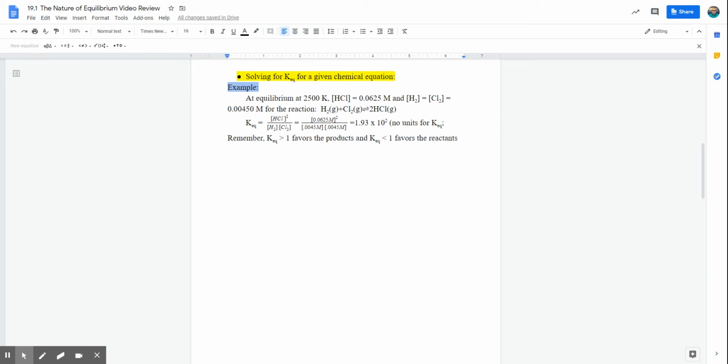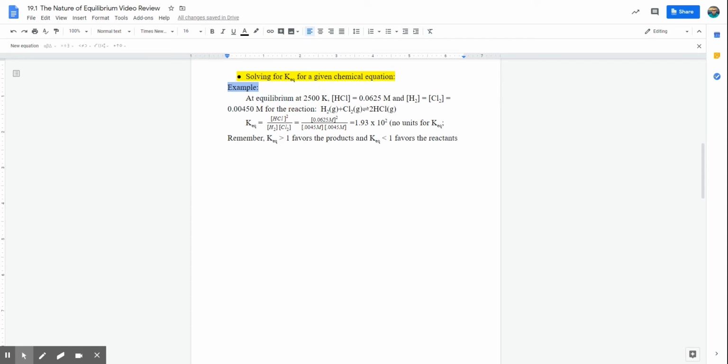Part 2 of section 19.1 has you solve for this. So I'm going to use a different equation. So here is my equation right here. It's highlighted. You'll notice that it's hydrogen gas and chlorine gas, when combined, make hydrochloric acid. So what you're given is a few things. One is that it is at equilibrium, which means we can solve for the equilibrium constant.